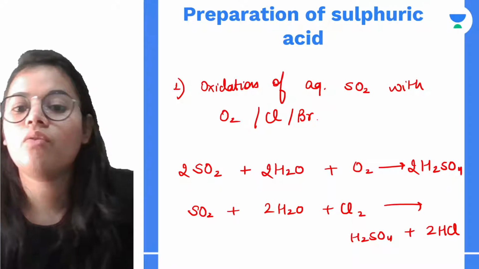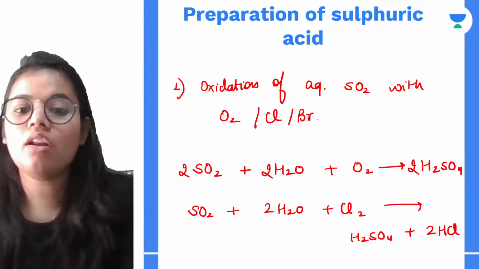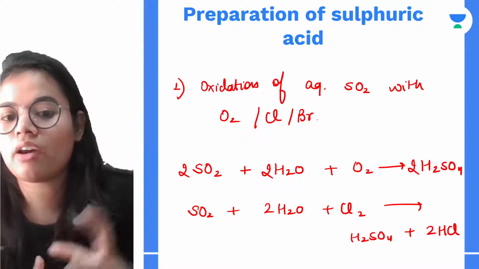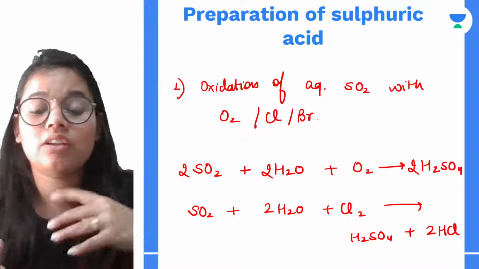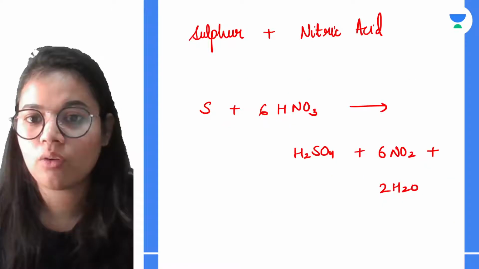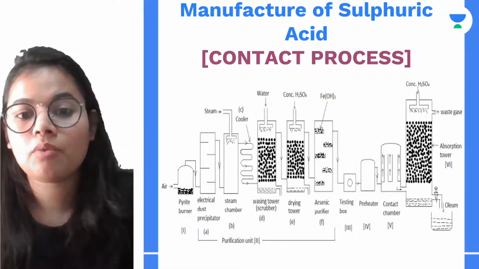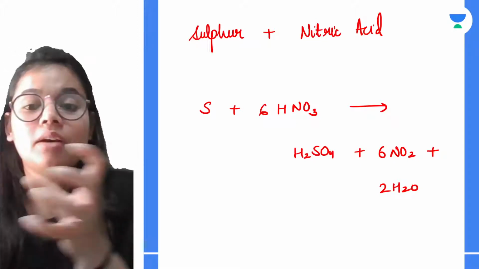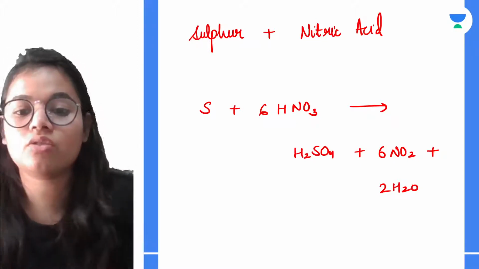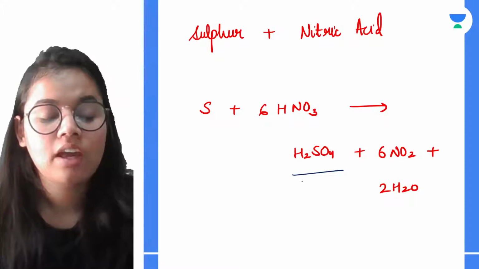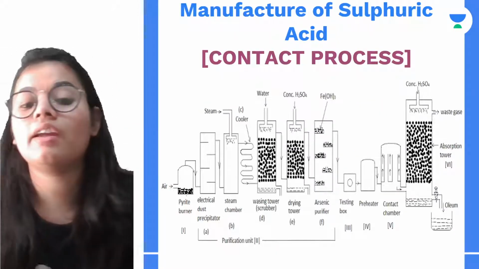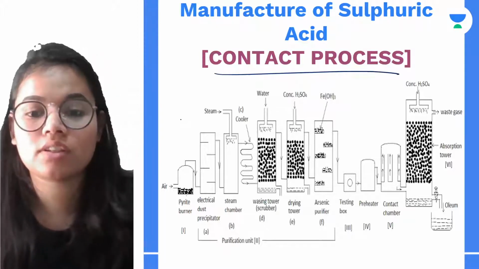So it is a whole 4-step process. First of all, oxidation of the aqueous solution of sulfur dioxide happens with either oxygen, chlorine, or bromine. And the next is the sulfur, when it combines with nitric acid, it leads to the formation of sulfuric acid. Then talking about manufacturing of sulfuric acid on a large scale, it is by the contact process.